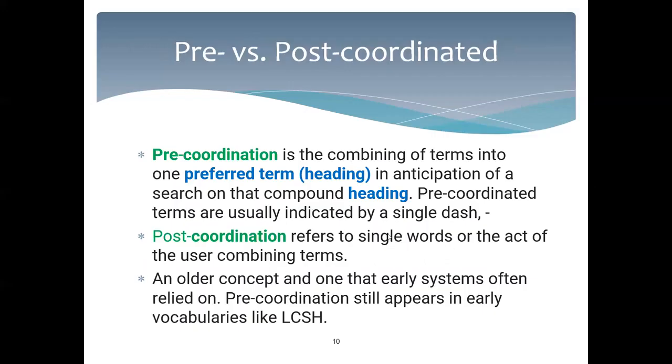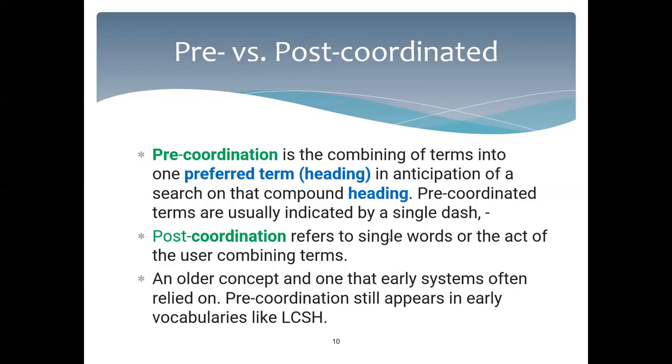So pre-coordination is the combining of terms into one preferred term or heading. In Library of Congress, we call those headings, in anticipation of a search on that compound heading. Usually they're indicated by a single dash. And then again, post-coordination refers to single words or the user combining terms. So that might be like a Boolean search or combining terms even in a natural language query where they're just going to put in some terms.